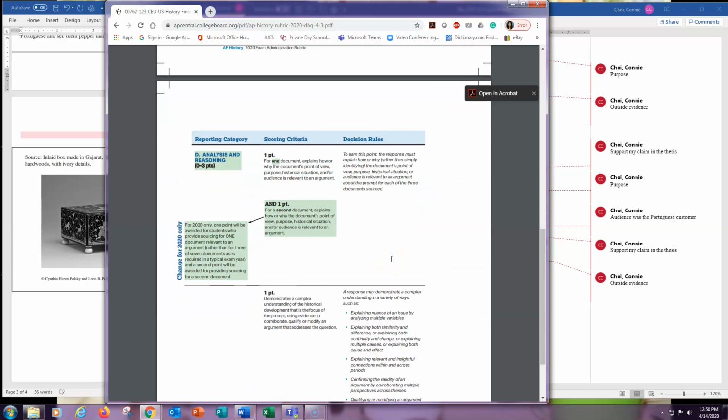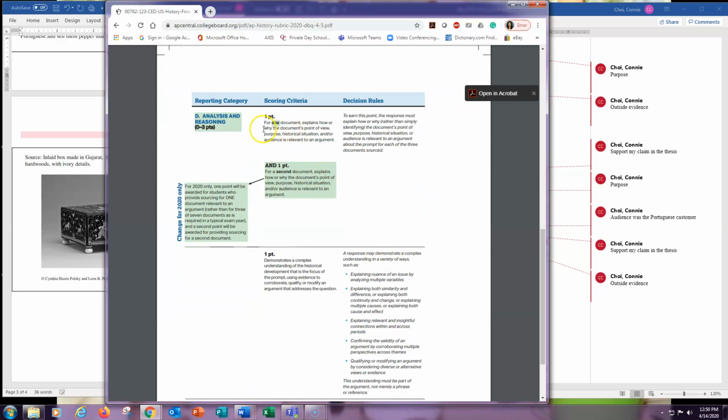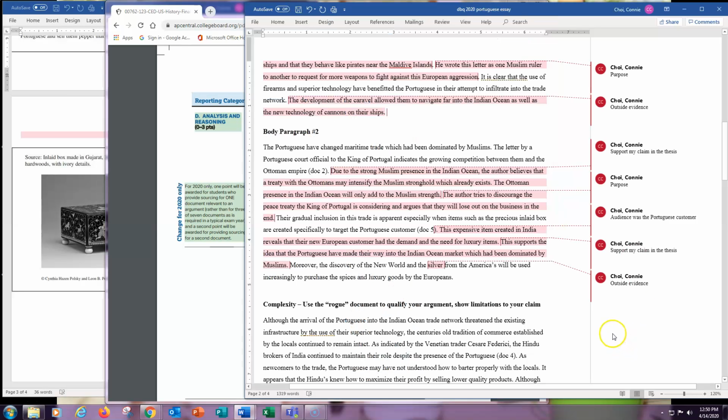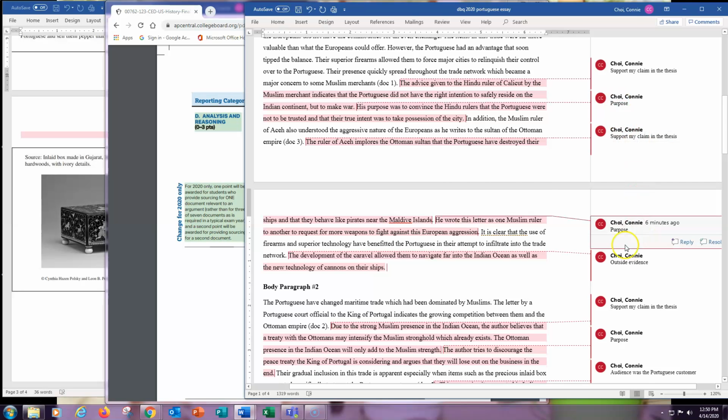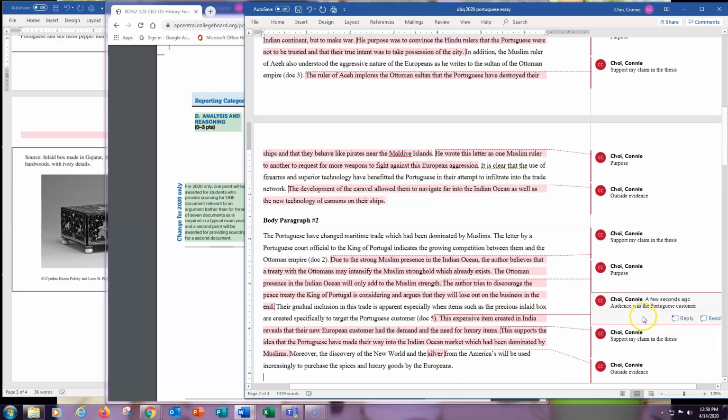Moving on into the analysis and reasoning, you earn 1 point for one of the HIPP that you use for the documents. If you use a HIPP for 2 documents, you earn 2. Now, I've done HIPP for all 4, so that means I've done more than the minimum requirement of 2. So I have 1, 2, 3, 4. That earns me an additional 2 points for analysis. So that takes me to 9.